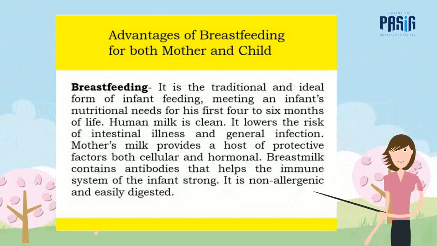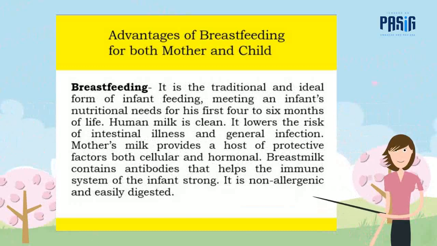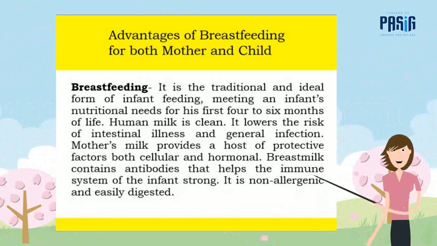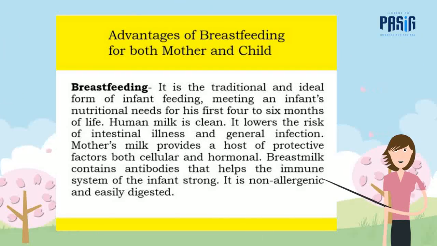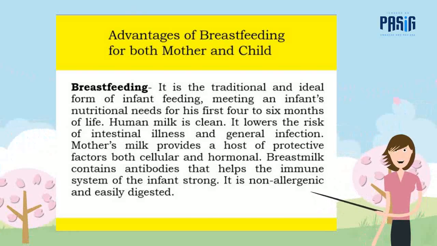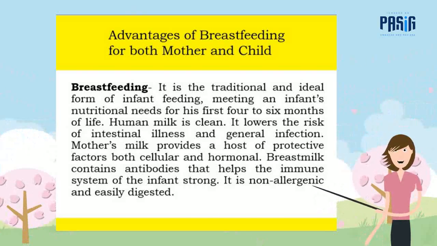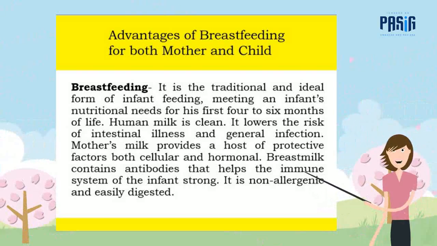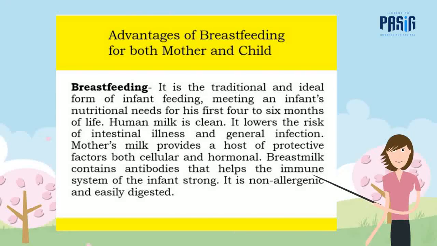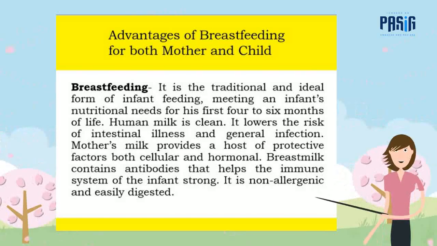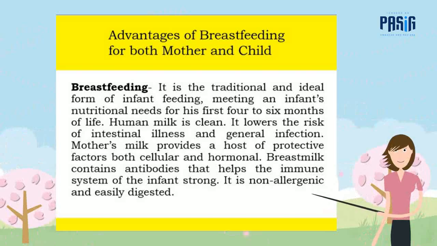Breastfeeding is the traditional and ideal form of infant feeding, meeting an infant's nutritional needs for his first 4 to 6 months of life. Human milk is clean. It lowers the risk of intestinal illness and general infection. Mother's milk provides a host of protective factors, both cellular and hormonal. Breast milk contains antibodies that help keep the immune system of the infant strong. It is non-allergenic and easily digested.